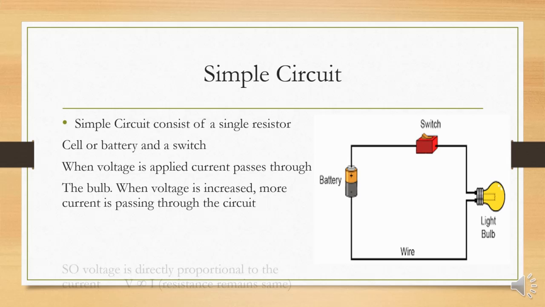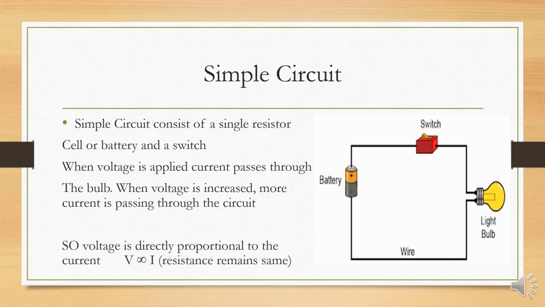But here the condition is that the resistance must not change. The resistance of this bulb must not change. If the resistance changes, then the voltage and current might not be directly proportional to each other, because with the increase of the resistance, current will decrease. So voltage is directly proportional to the current, like this equation. Resistance remains the same. This is the condition. If the resistance varies, then the current and voltage do not remain directly proportional.